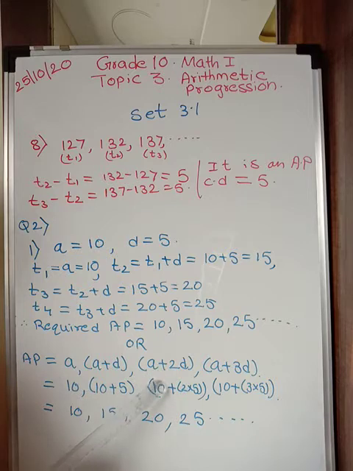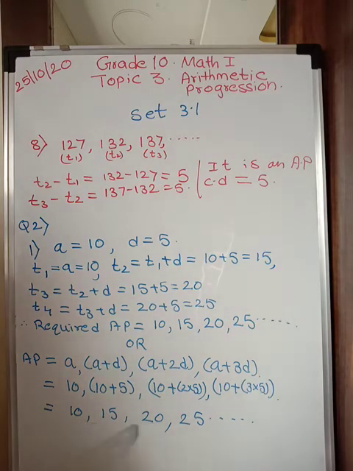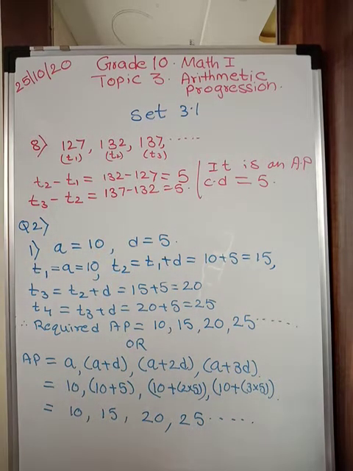Third term, 10 plus 2 into 5. 2 5s are 10, 10 plus 10, 20. Then 10 plus 3 into 5. 3 into 5 is 15, 10 plus 15 is 25. And so on. So like this you get the AP in this way also. So the choice is yours. You go by this method or you go by this method. Alright. Let's go to the next problem.